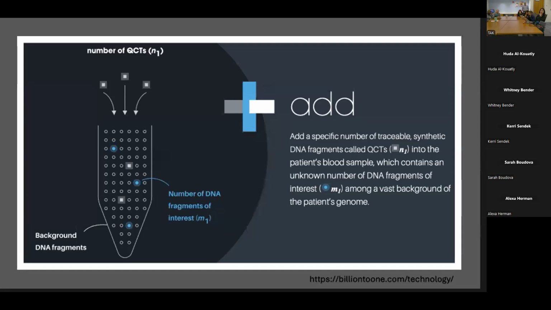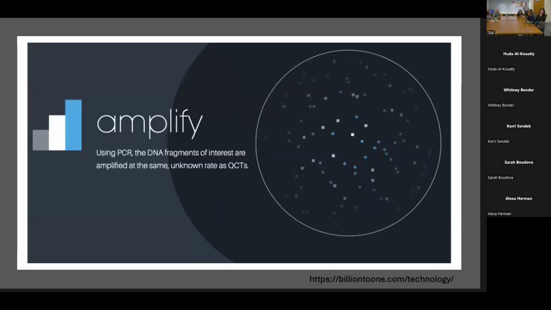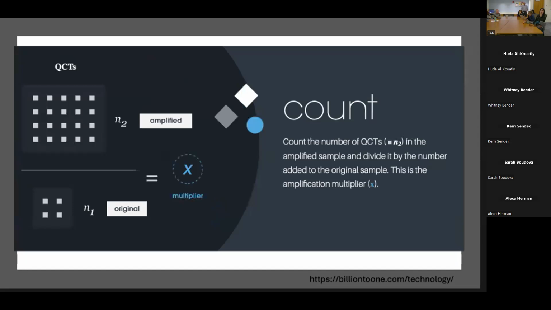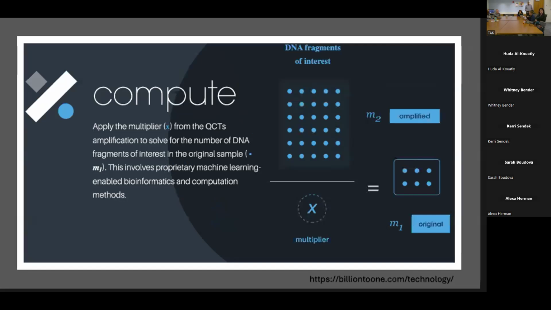So very, very briefly, essentially, the first step is they add a specific number of traceable synthetic DNA fragments called QCTs. Then they amplify using PCR. Then they count the number of QCTs in the amplified sample and divide it by the number added to the original sample. And this is the amplification multiplier that they use. They apply the multiplier from the QCTs' amplification to solve the number of DNA fragments of interest in an original sample.